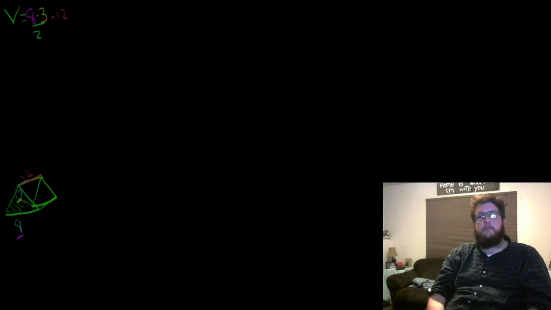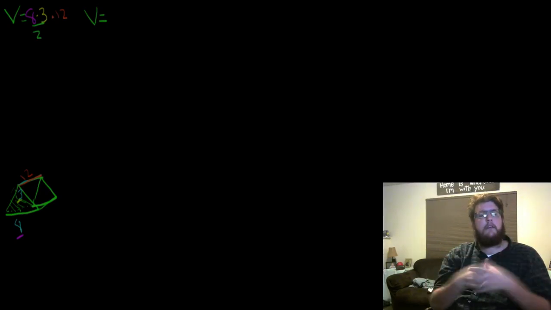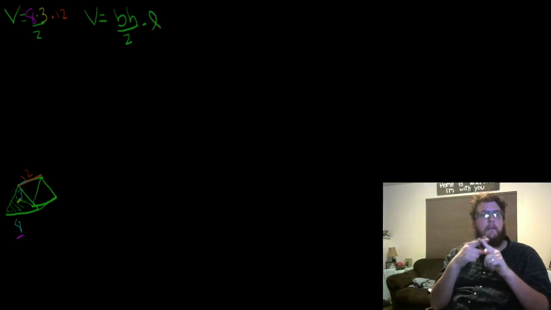Because remember, we're just getting this formula from the fact that the volume, according to the theory we developed with Destiny, is going to be the area of the base, which is base times height divided by 2, because our base is a triangle, multiplied by the length of our triangular prism.